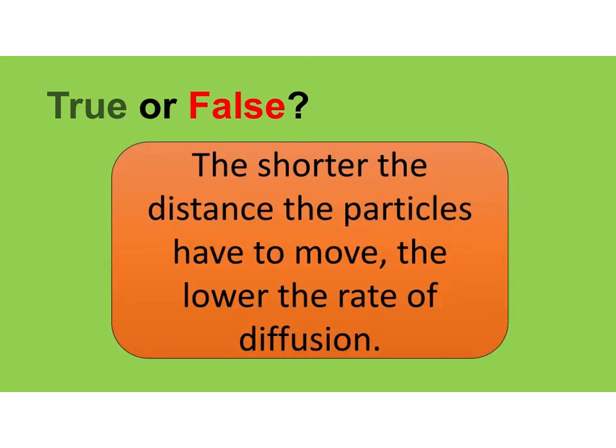And then finally, this one was false. The shorter the distance the particles have to move, the higher the rate of diffusion. So that if they have quicker area to move from, they're going to move quicker and the rate will be quicker.